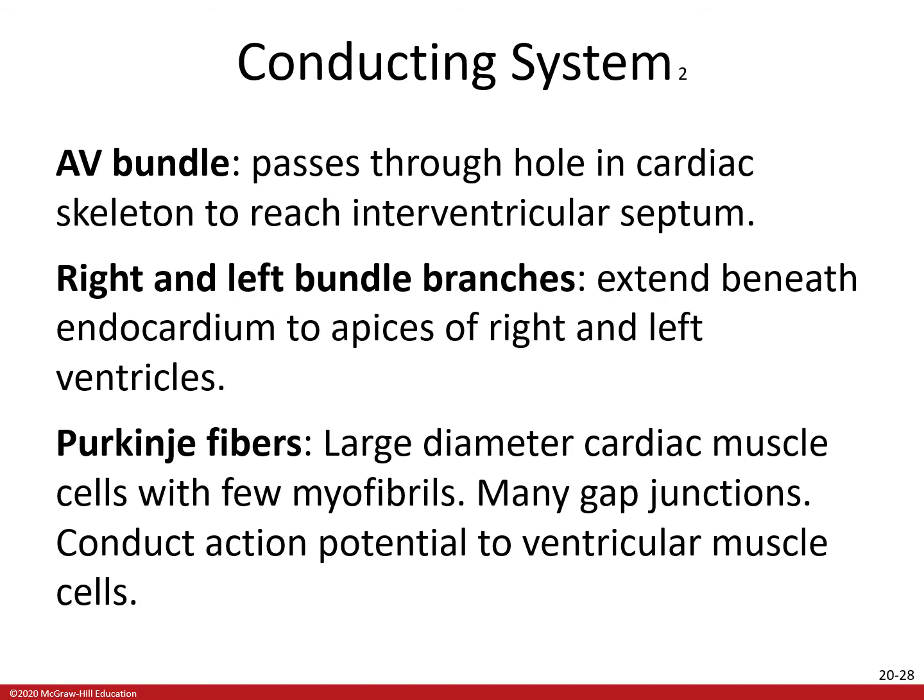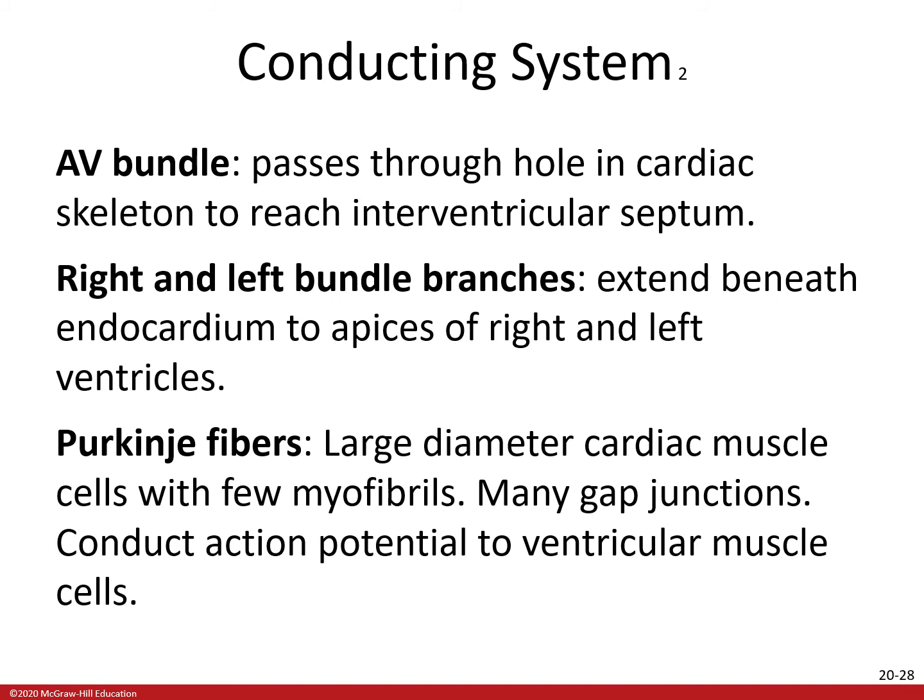Next in the conducting system is going to be basically different pathways of how we are going to pass on the information from the nodes. So these are going to just be pathways through the heart to pass on that information. So the AV bundle is going to pass through a hole in the cardiac skeleton and go down the middle, the interventricular septum. So that little septum that's separating the ventricles. Our AV bundle is going to be passing right through the top of there.